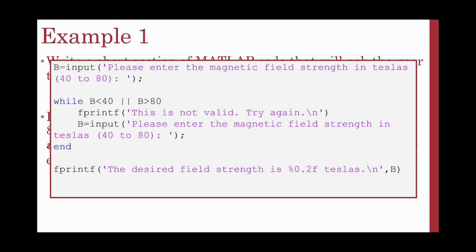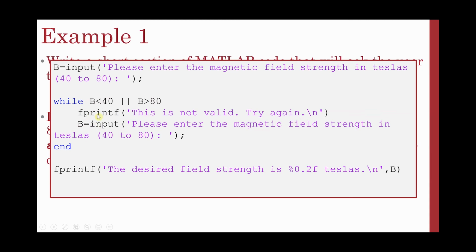So what is this going to look like? Well, first, before we even start our while loop, we have to ask our user to input a value of magnetic strength between 40 and 80 teslas. Then we're going to make a while loop, and the condition we're going to use in our while loop is if b is less than 40 or b is greater than 80, we're going to print that this is not valid, try again, and then we're going to reprompt them to input the magnetic strength in teslas.